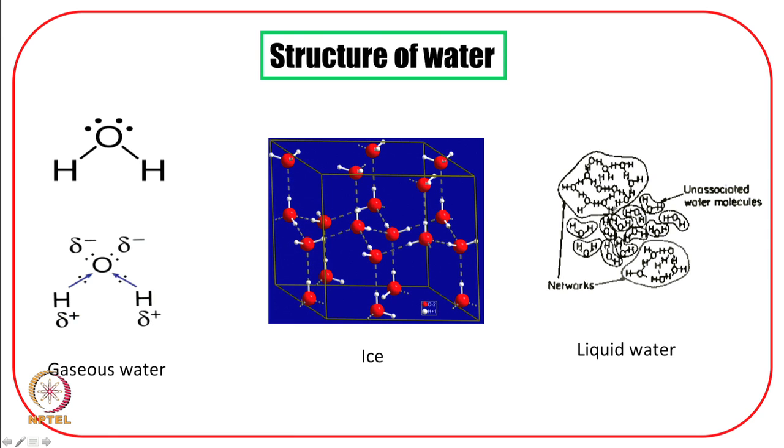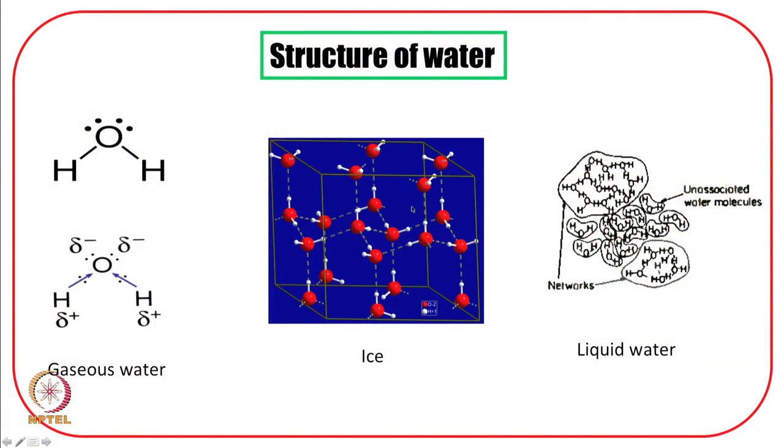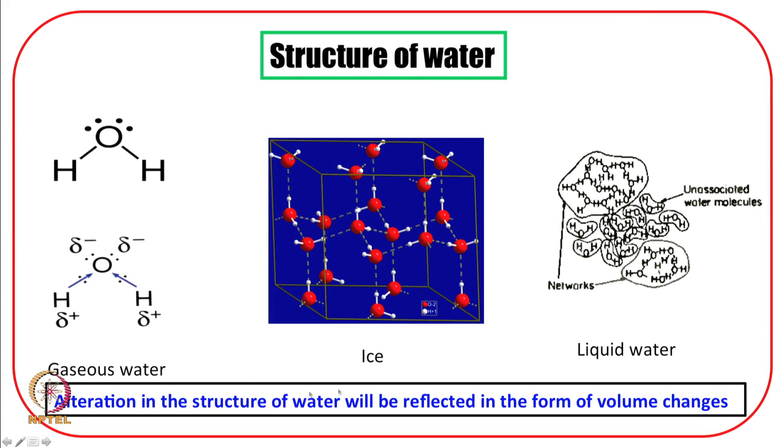Obviously, the volume here is different than the unassociated water molecule. That means the volume of ice is different than the volume of liquid water, and we have been taught even in school that the density of ice is different than the density of liquid water. Density of ice is less, because the water molecules are far apart through hydrogen bonding. This alteration in the structure of water will be reflected in the form of volume changes. What I mean is, when you add a solute, if it strengthens the hydrogen bonding in water, then the volume will change, or if it disrupts the hydrogen bonding in water, then the volume will change.